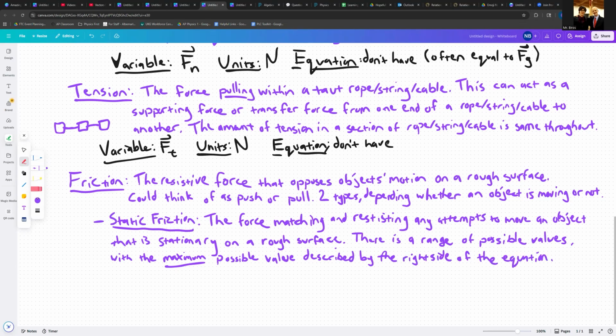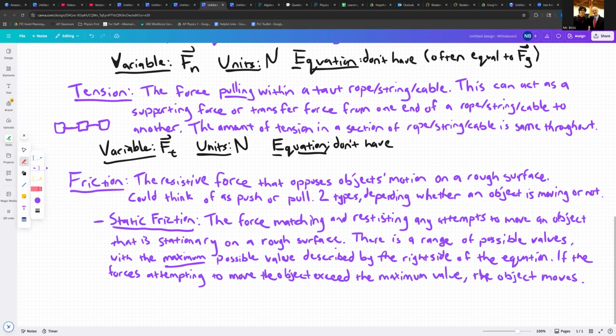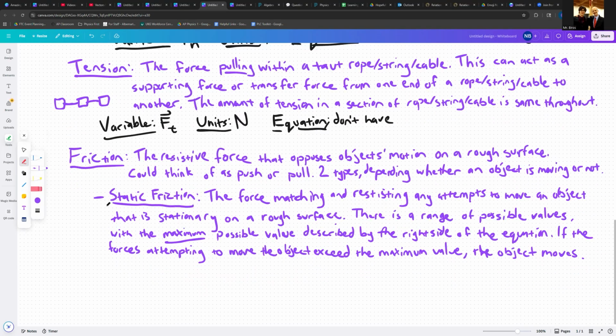And the key here is if the forces attempting to move the object, which would be you in the case of moving your couch, exceed the maximum value, then the object moves. Okay, there's a lot there. Static friction is quite possibly the most complicated or tricky to get your head fully around out of all of these forces. So we'll take some time to go back through it.